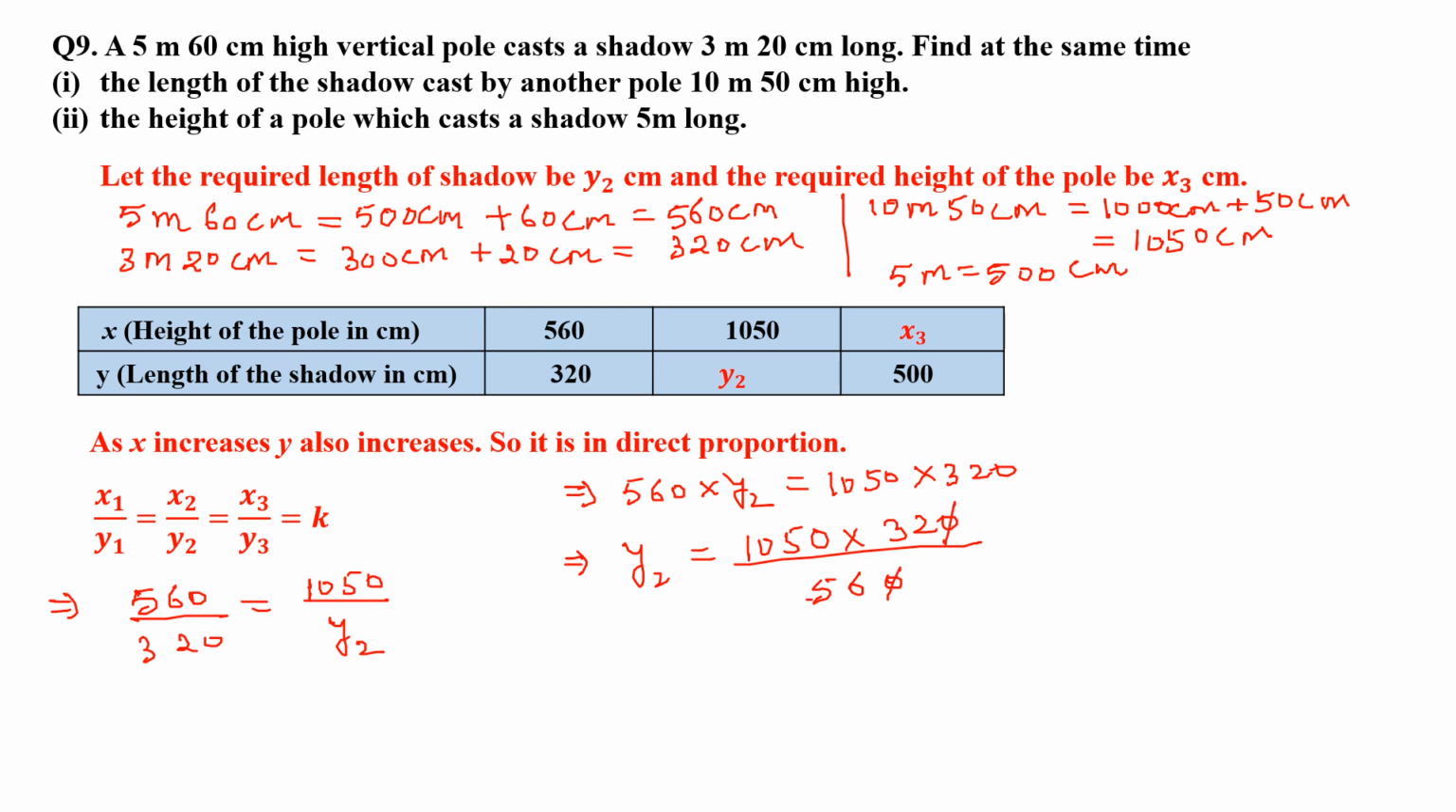Now I can use the 8 table. 8 times 7 is 56, 8 times 4 is 32. Now 7 times 1, and here it will give me 7 times 150 is 1050. So I have got my value as 150 into 4, which is 600 centimeter. And 600 centimeter I can write as 6 meter. So the length of the shadow will be 6 meter when the pole height is 10 meter 50 centimeter.